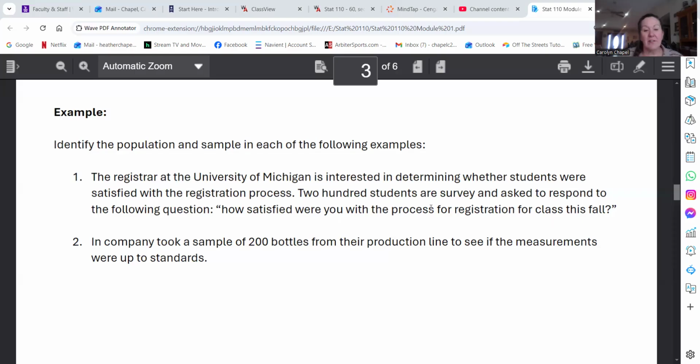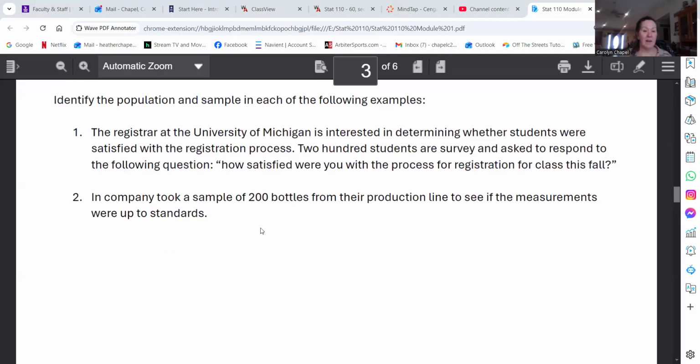Okay, so the population, remembering population is the bigger picture, like everybody. So when we're talking about registration, we are talking about all of the students. And in this case, it'd just be the ones at the University of Michigan. We are not concerned about the students at some other college because right now we're just concentrating on the students at the University of Michigan. So that is our population. The sample is the actual 200 students that they surveyed, who they actually went and asked the question to.